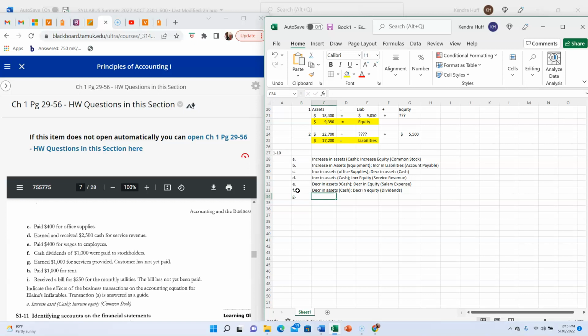All right, G, earned $1,000 for service provided. Customer has not yet paid. That's going to be an increase in assets, and the asset that's increasing is accounts receivable. You've earned some money, they haven't paid you yet, you have the right to receive payment. So that's an accounts receivable. You earned some revenue, and that is an increase in equity. Service revenue.